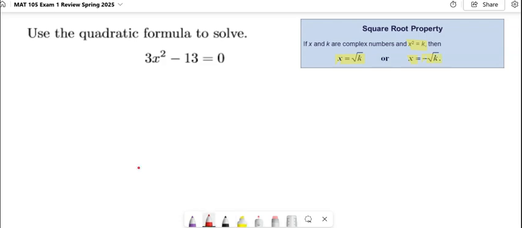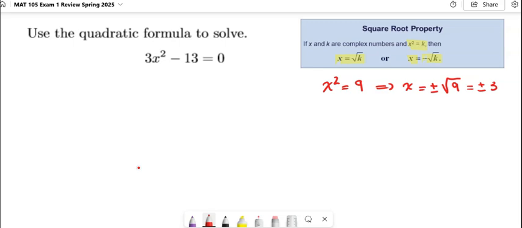For instance, if I have x squared equals 9, this implies that x could be either plus or minus radical 9, and that's going to be either plus or minus 3. All right, so how can I exploit this property to solve this kind of quadratic equation?